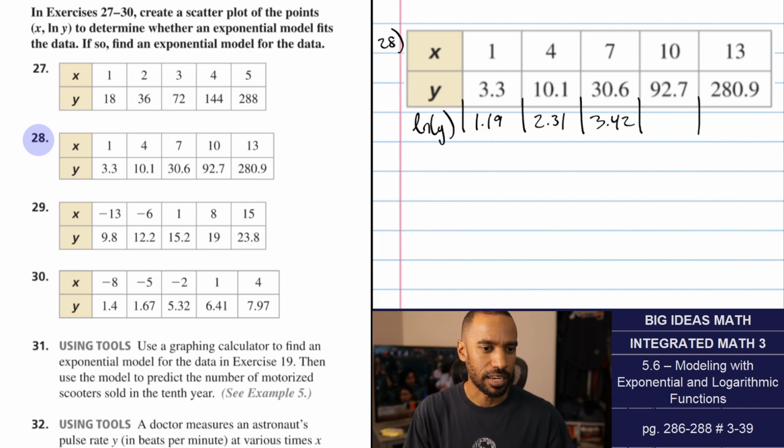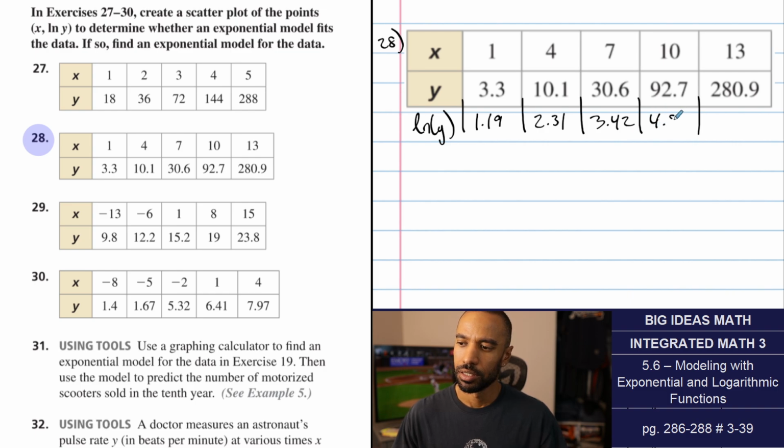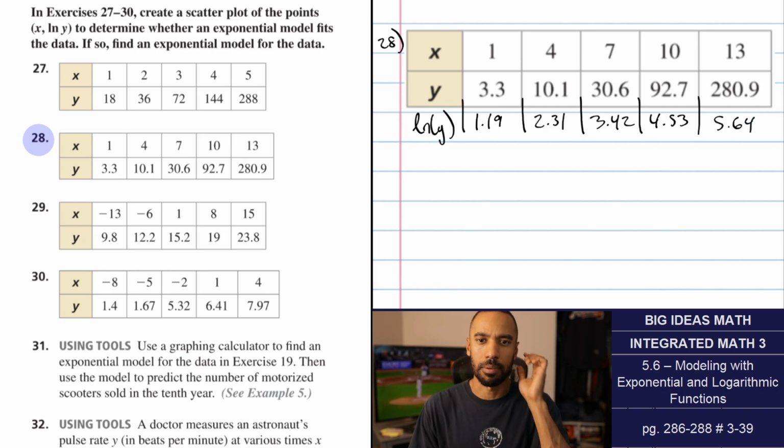So natural log of 92.7 and natural log of 280.9. I mean, seriously? 280.9. So here, 4.53 and 5.64. Okay, what I'm going to do is go to the calculator. I'm going to put these numbers in for x and natural log of y, and I'll zoom stat these guys. x values 1, 4, 7, 10, 13, and natural log values 1.19, 2.31, 3.42, 4.53, and 5.64.